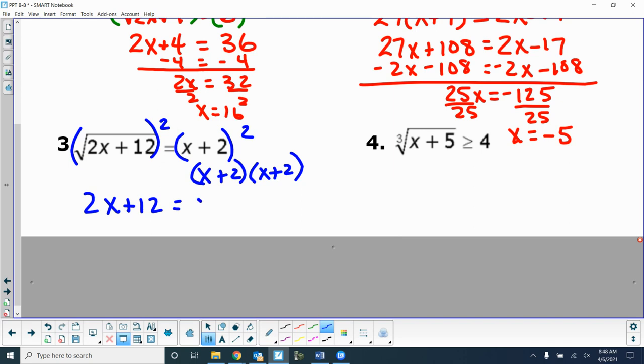And then first is x squared, outside is 2x, inside is 2x, and last is 4. Since it's got an x squared in it, and there's not an x squared over here to cancel it out, I gotta set it equal to 0. I gotta turn it into a problem I can factor. So I'm gonna subtract 2x and 12.